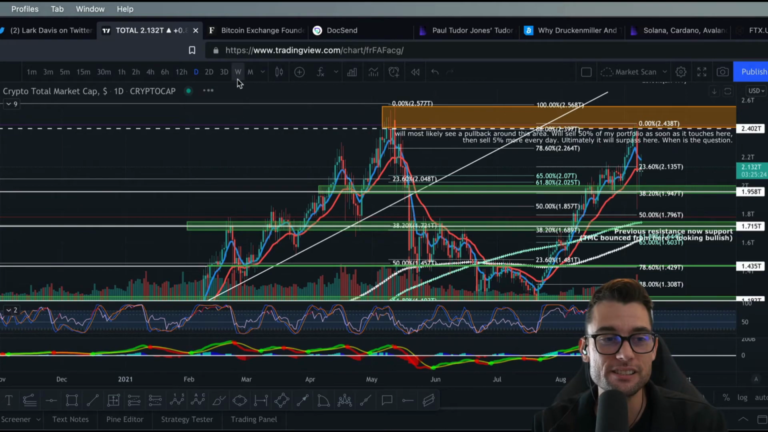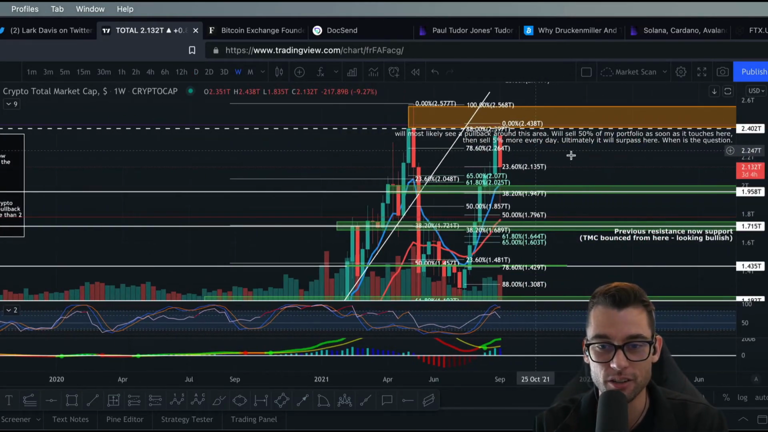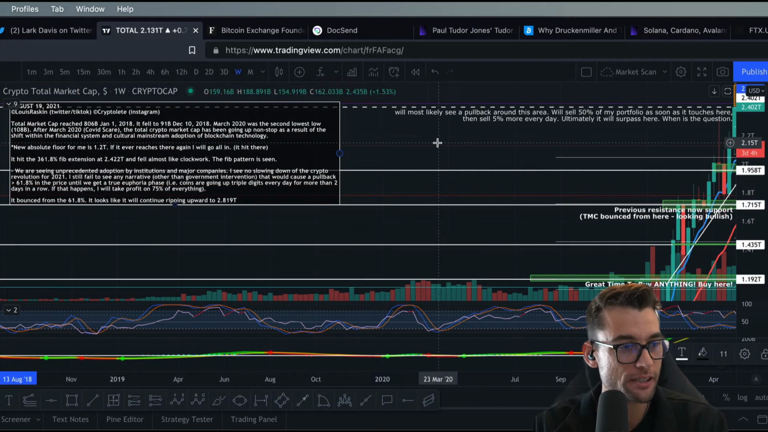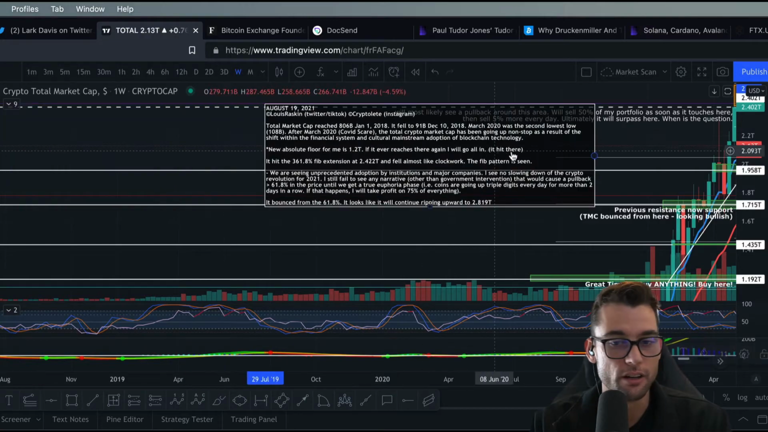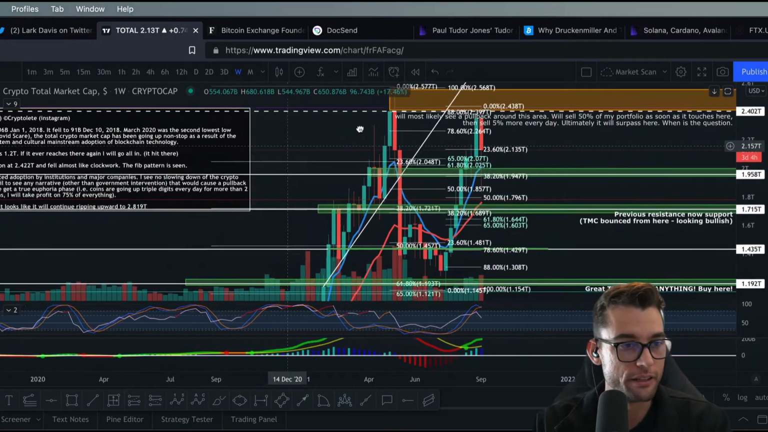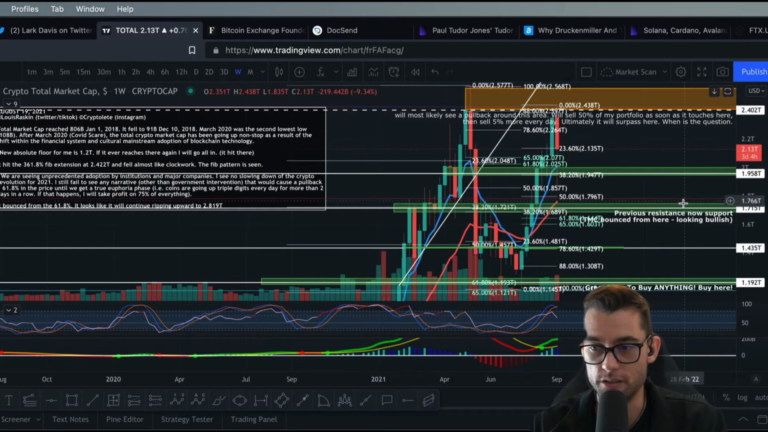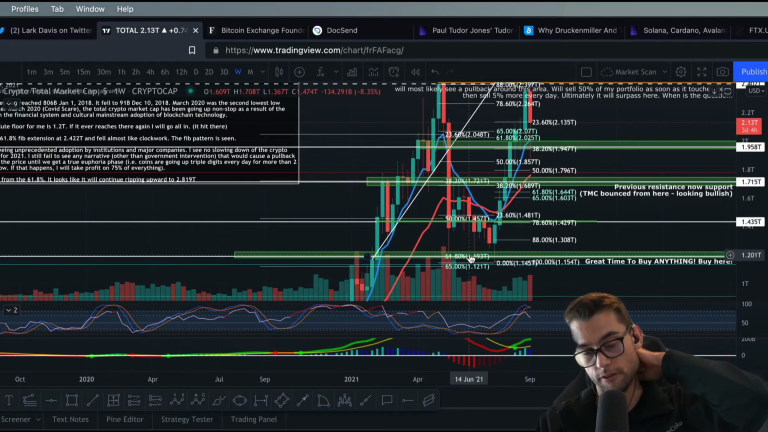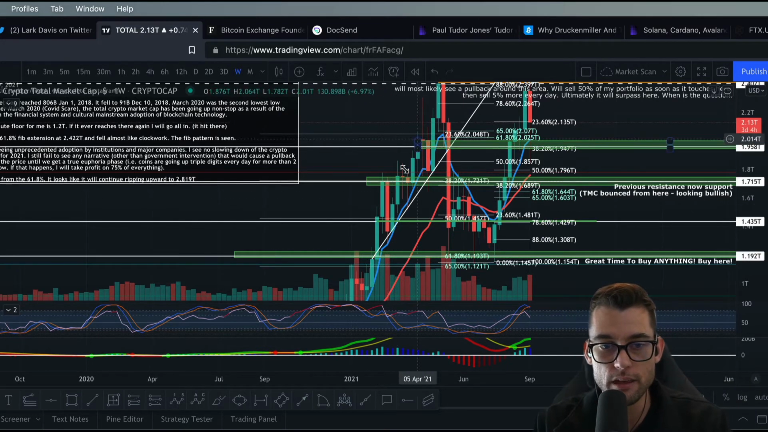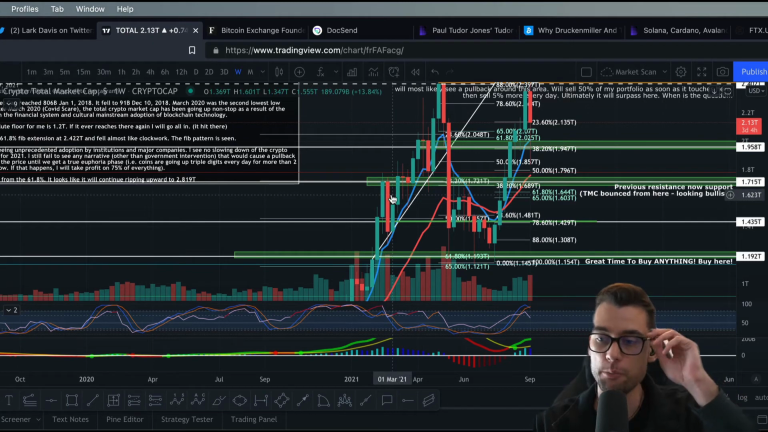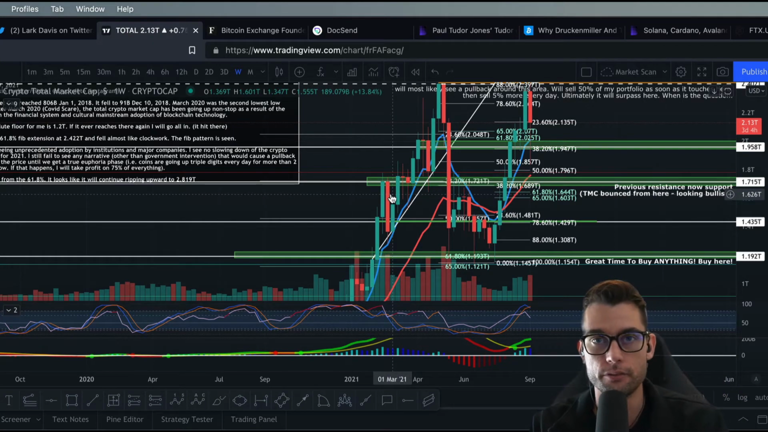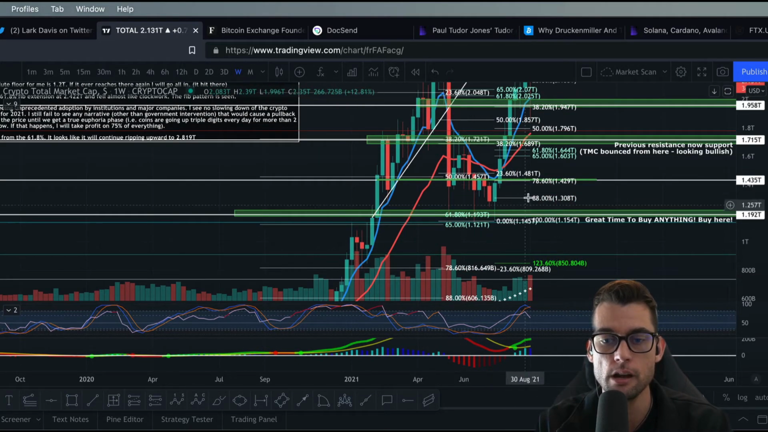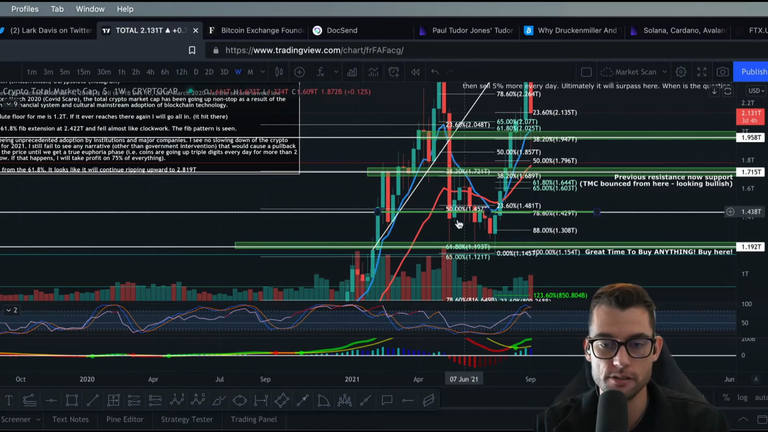But this is the total market cap right here. Okay, so we have the total market cap. Let's see if I wrote anything really significant. Okay, so basically I think that the new floor is 1.2 trillion. So this was the floor that I wrote way back, I think it was all the way back here in March or something. I was like, 1.2 trillion is the floor, because this is where Michael Saylor started buying all around here. And I know a lot of funds started buying around here.